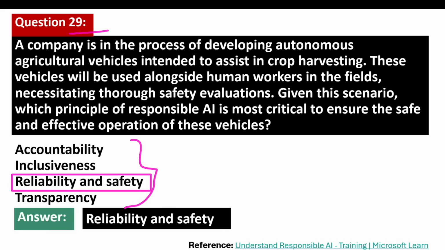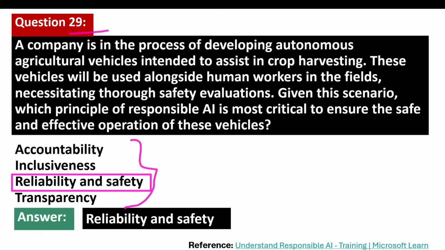So let's look into how reliability and safety in the Microsoft Responsible AI framework address the question here. Reliability and safety are fundamental principles within the Microsoft Responsible AI framework, ensuring that AI systems function correctly and safely, especially when interacting with human environments. These principles aim to build trust and foster broad acceptance by demonstrating that AI technology can be relied upon to perform as intended without causing harm.